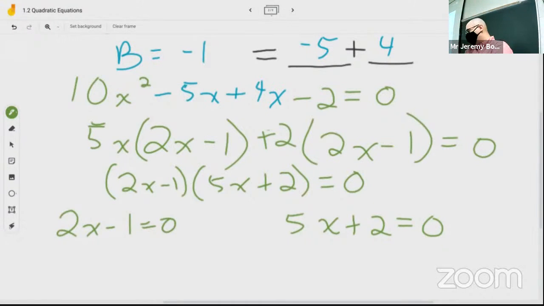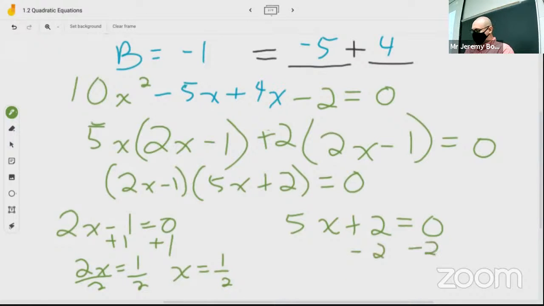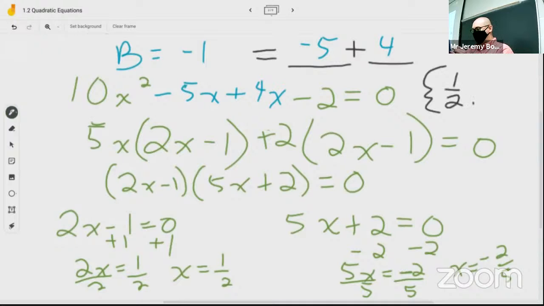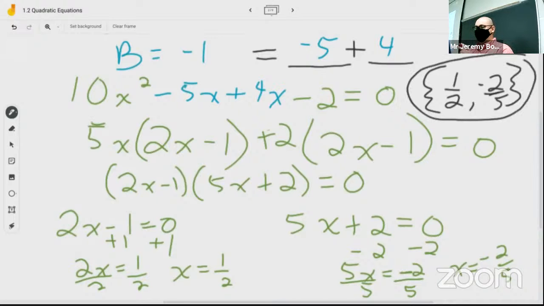And then we just solve those. So let's add 1 to both sides. 2x is equal to positive 1, divided by 2. x is equal to 1/2. Subtract 2 from both sides. 5x is equal to negative 2, divided by 5. And x is equal to negative 2/5. And so my solution set, I'll write that in black, is going to be 1/2, negative 2/5. Or the set containing 1/2 and negative 2/5.